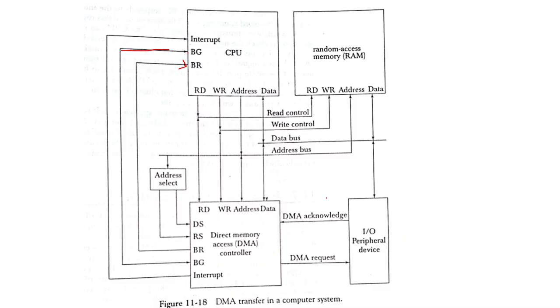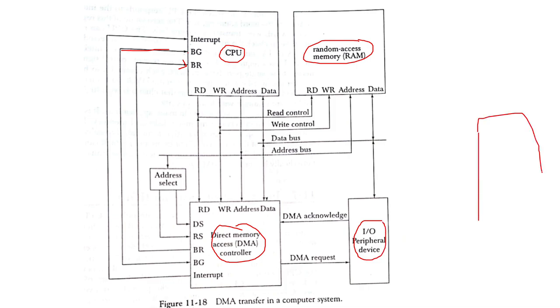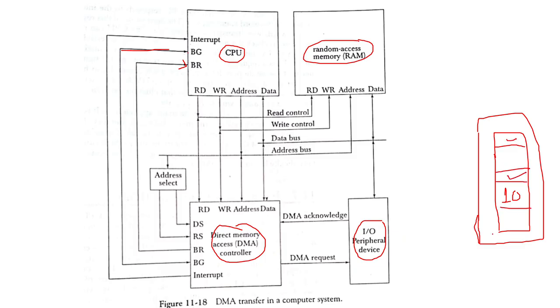Now this is the DMA transfer in the computer system. This is the direct memory access controller, DMA controller. This is the CPU, this is our RAM, and this is our input output devices. Now let's take an example. We inserted a pen drive in the computer and we want to transfer or open 10 images from that pen drive. First image is here, second image is here, and all the images are here respectively.